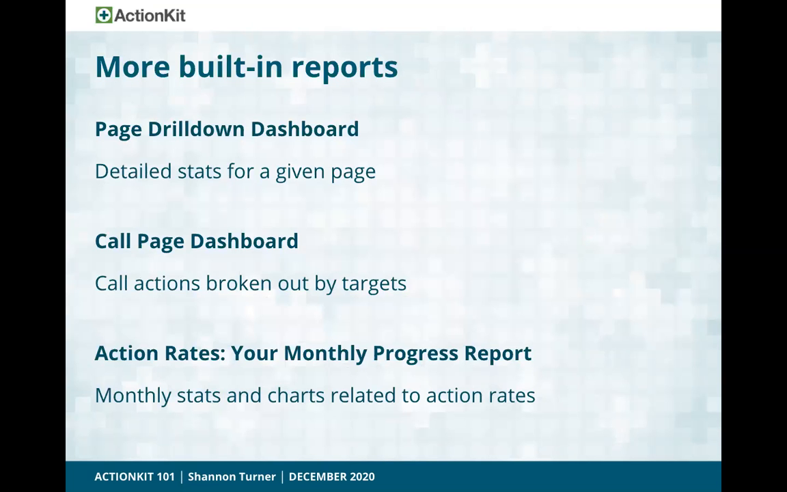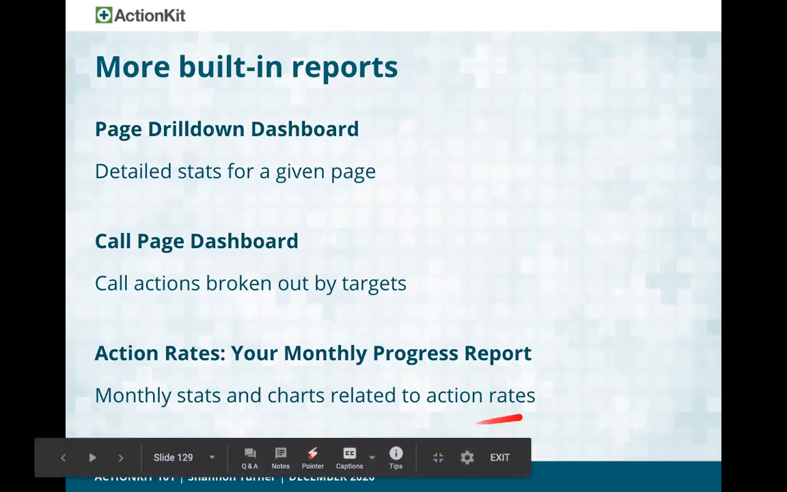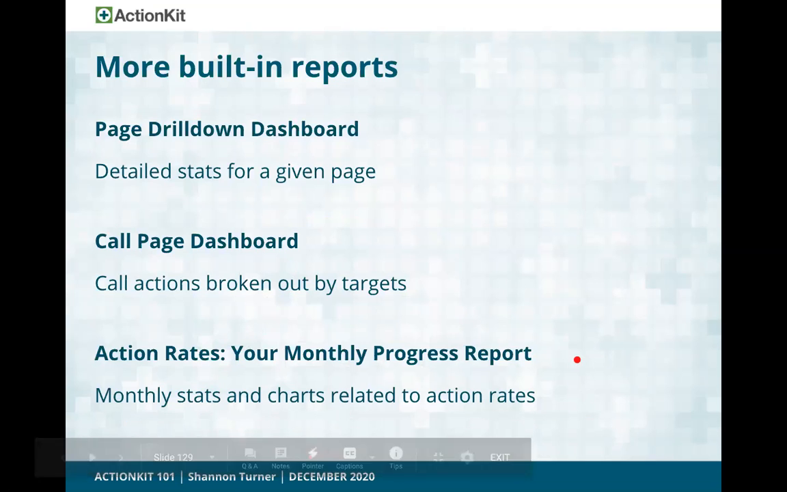So like I mentioned earlier, there's a ton of built-in reports, but here are a few of my favorites. The page drill down dashboard is going to give you detailed stats for a given page. The call page dashboard has call actions that are broken out by your targets. The action rates gives you monthly stats and charts that are related to action rates. So it's like a monthly overview.